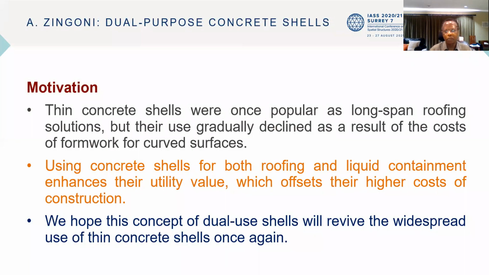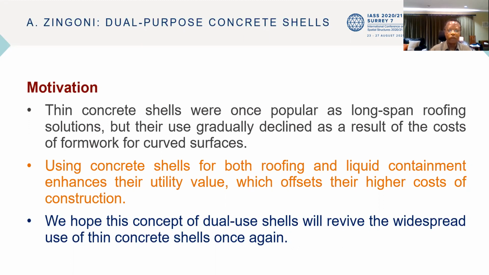Thin concrete shells were once popular as long-span roofing solutions, but their use gradually declined as a result of the cost of formwork for curved surfaces. Using concrete shells for both roofing and liquid containment enhances their utility value, which offsets their higher cost of construction. We hope this concept of dual-use shells will revive the widespread use of thin concrete shells once again.